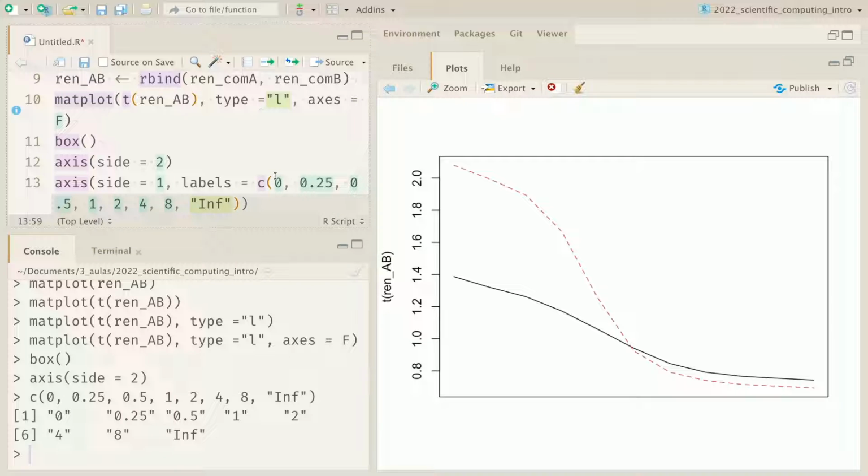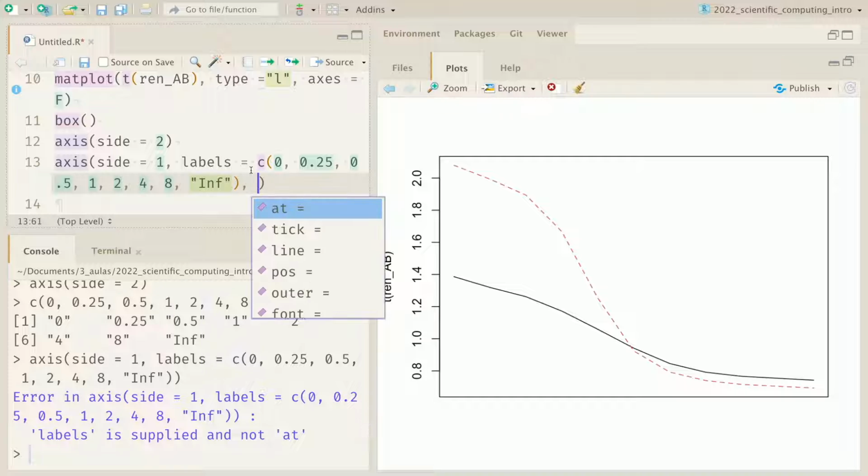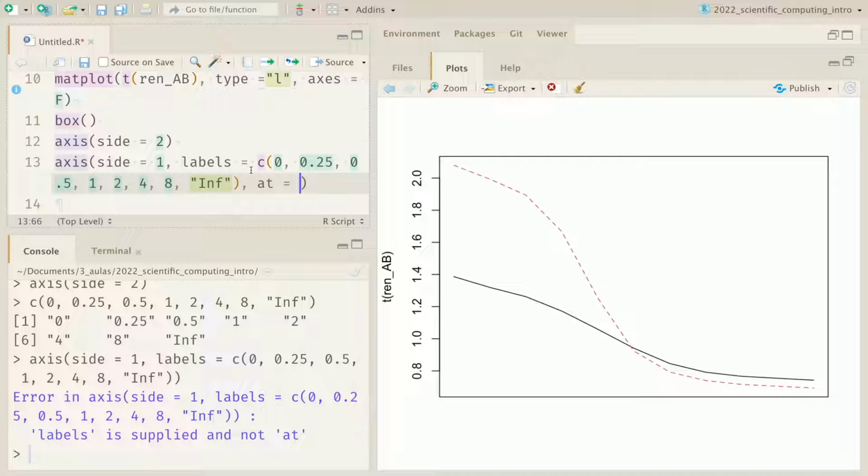And the last, if I do this, it will say, hey, you didn't tell me where to put it. You didn't have anything at. So one of the parameters of this function is at. And at is basically 1 to 8, because it's going to be even.